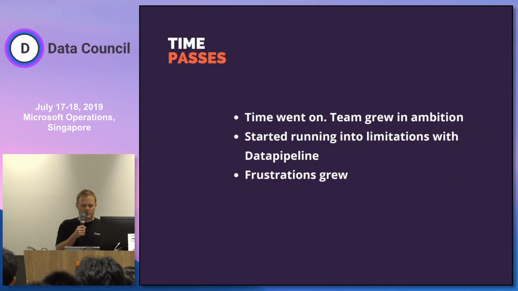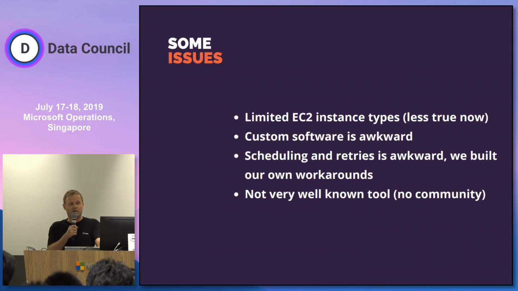But as time went on, cracks began to emerge, as they inevitably do. The team grew in scale and ambition, and we started running into limitations with AWS Data Pipeline. The frustrations and the grumbling started to happen more and more frequently. Some issues that we ran into were limitations in the types of EC2 instances that you could run in the AWS Data Pipeline.